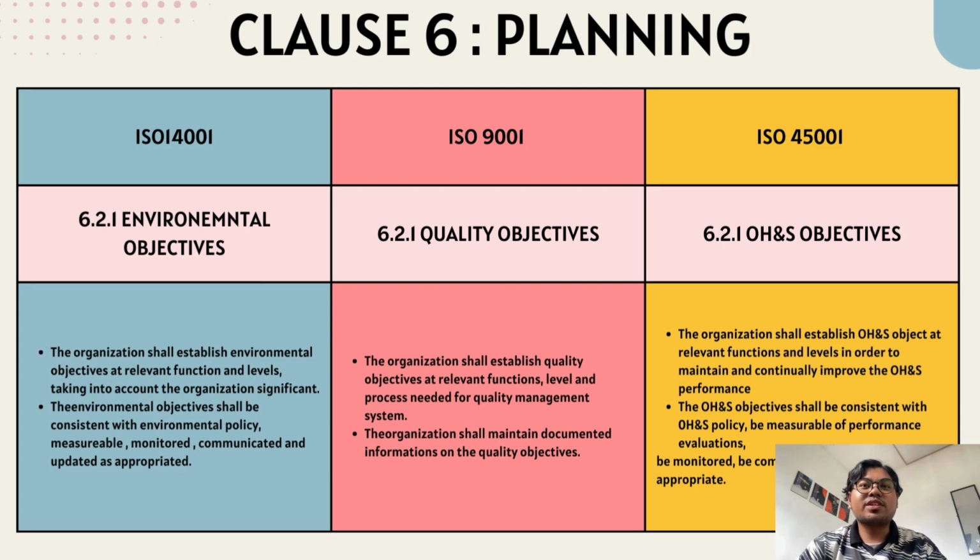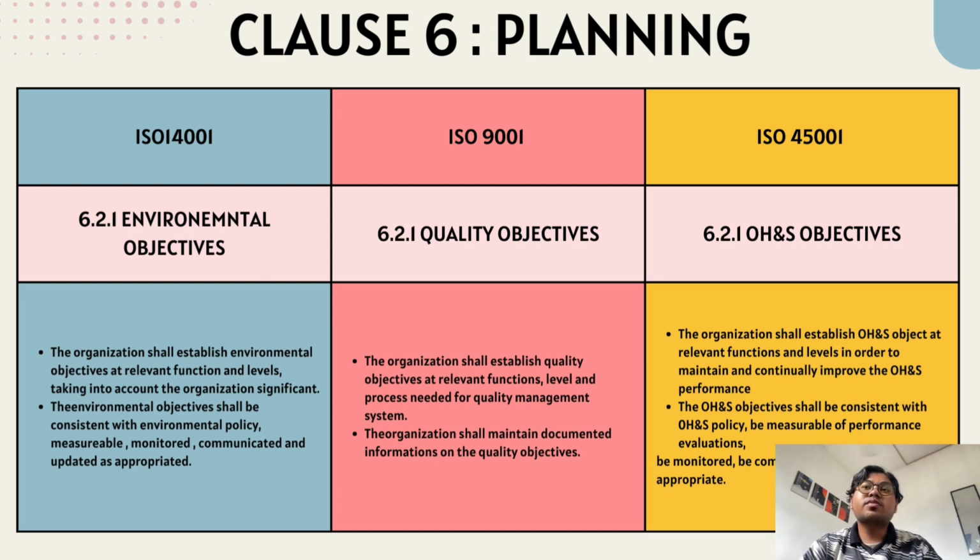Okay, next, ISO 14001, ISO 9001, and ISO 45001 have a similarity in 6.2.1. For example, ISO 14001 6.2.1 is about environmental objectives. The organization should establish environmental objectives at relevant functions and levels, taking into account the organization's significant environmental aspects. For ISO 9001, it's about quality objectives. The organization should establish quality objectives at relevant functions, levels, and processes needed for the quality management system, and should maintain documented information on quality objectives.